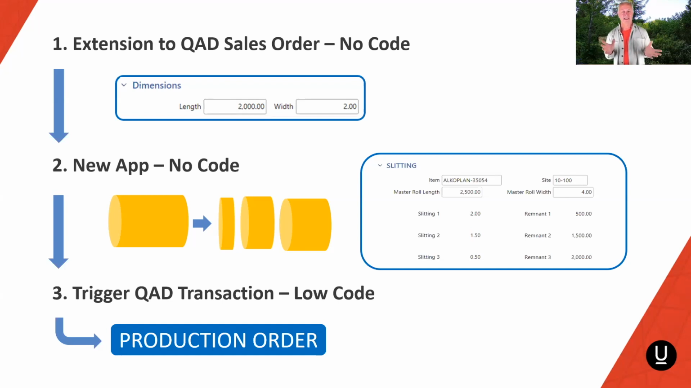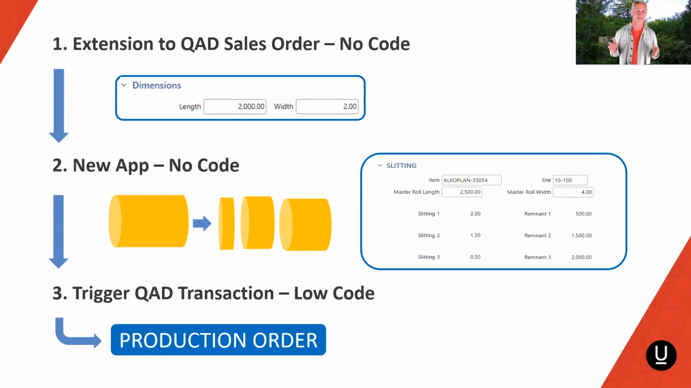The extension is non-intrusive, so you don't modify the QAD sales order entry at all, you just add an extension. Every time the operator keys a sales order, the system will ask for a new tab, dimension, whatever the dimension asked by the customer, length and width. That's the first step.